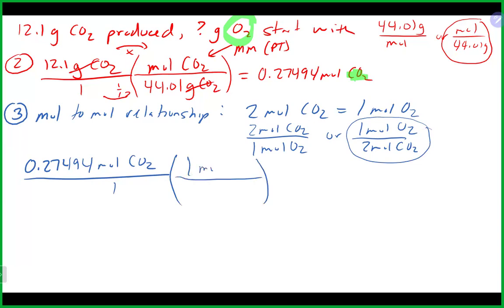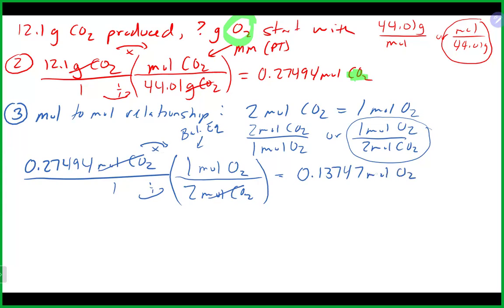Do not blink. This is the big stoichiometry move right here. It is this conversion that I got from the equation. That is basically what we're doing here. This is coming from the balanced equation. And we're going to, again, multiply on top, divide on the bottom. The moles of CO2 will cancel, and we'll divide that number by 2 in this case. And this will give us 0.13747 moles of O2.